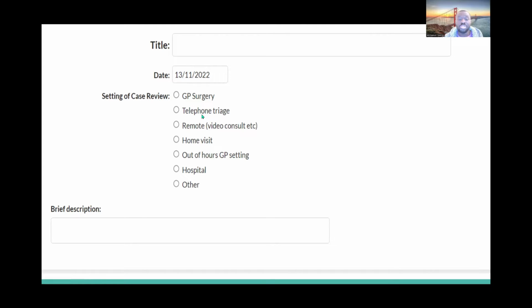Or if it was a telephone triage, a video consultation, a remote telephone consultation, a home visit, if it was when you did your out of hours GP work, or if it was during your hospital placement, or any other place you saw this patient, maybe in a hospice or something, you put other and then you specify. Then you move to the next box, which is a brief description.